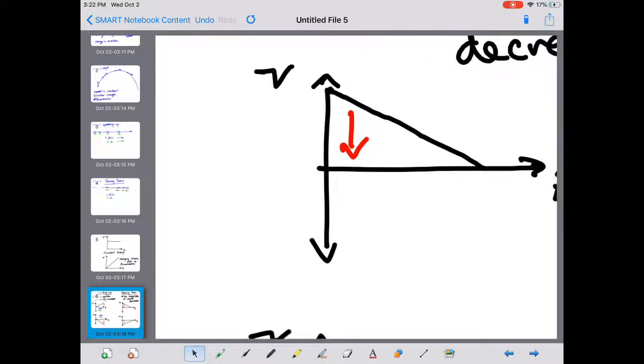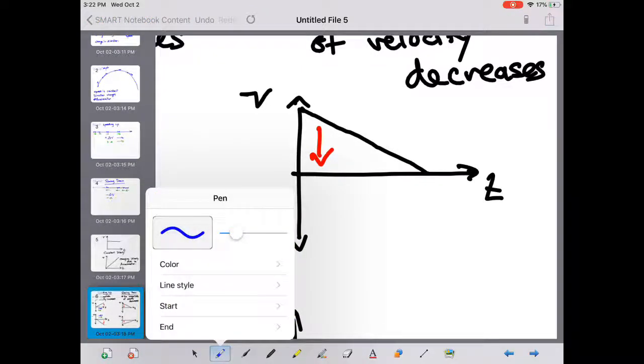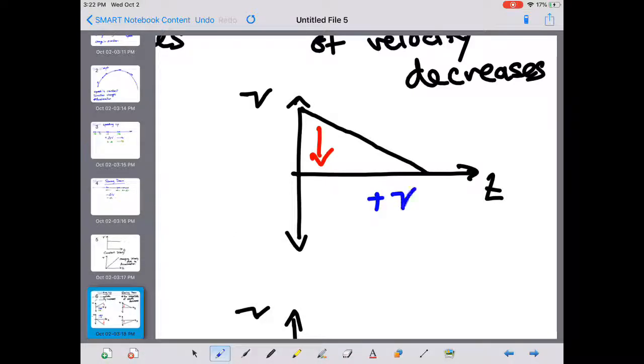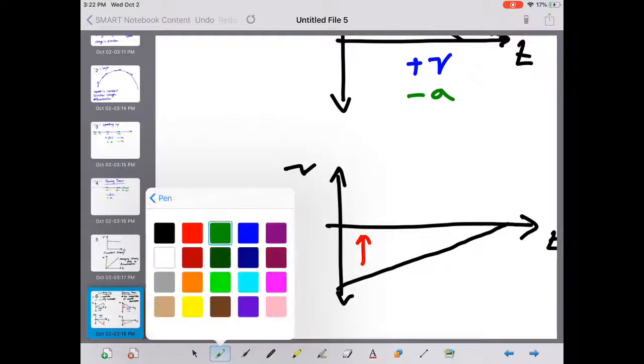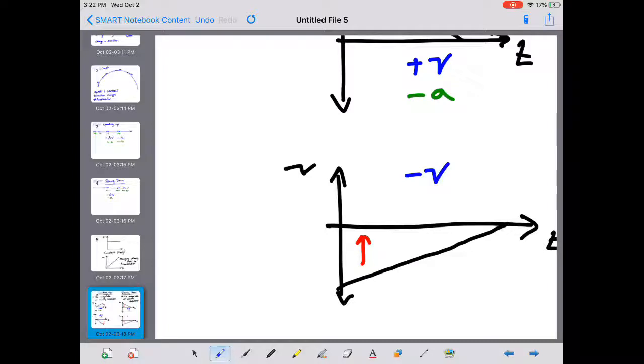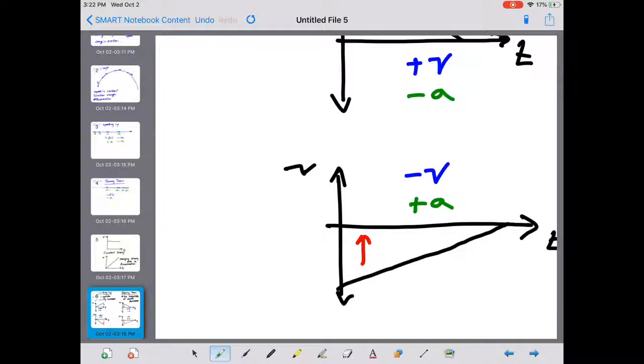Now over here, in this case, I have a positive velocity because my velocity is above that line, that x-axis, but I have a negative slope. Positive velocity and a negative slope. That's going to give me a negative acceleration. Down here, it's a similar thing. Here, I've got a negative velocity. So I'm moving in the negative direction. But the slope of that line is positive. Therefore, I have a positive acceleration.